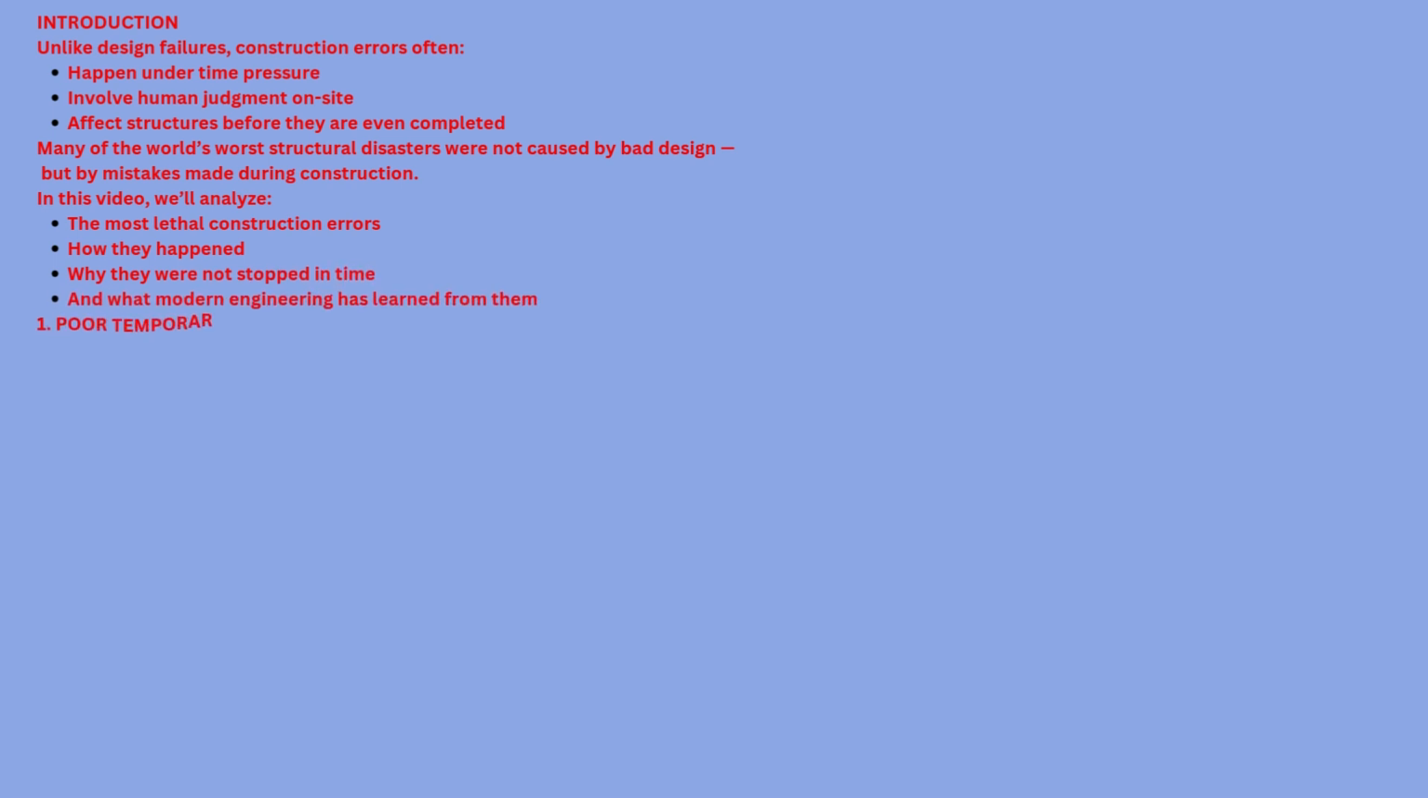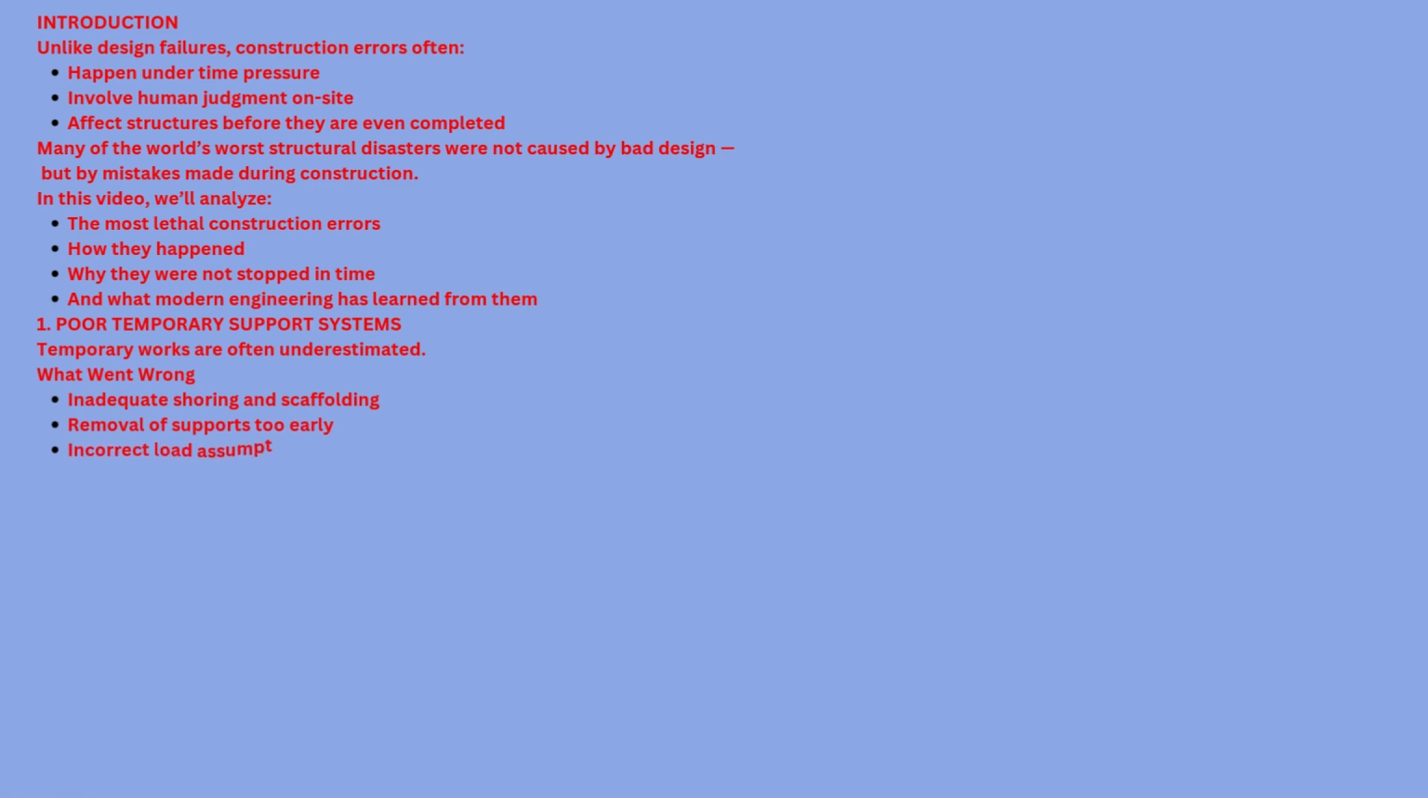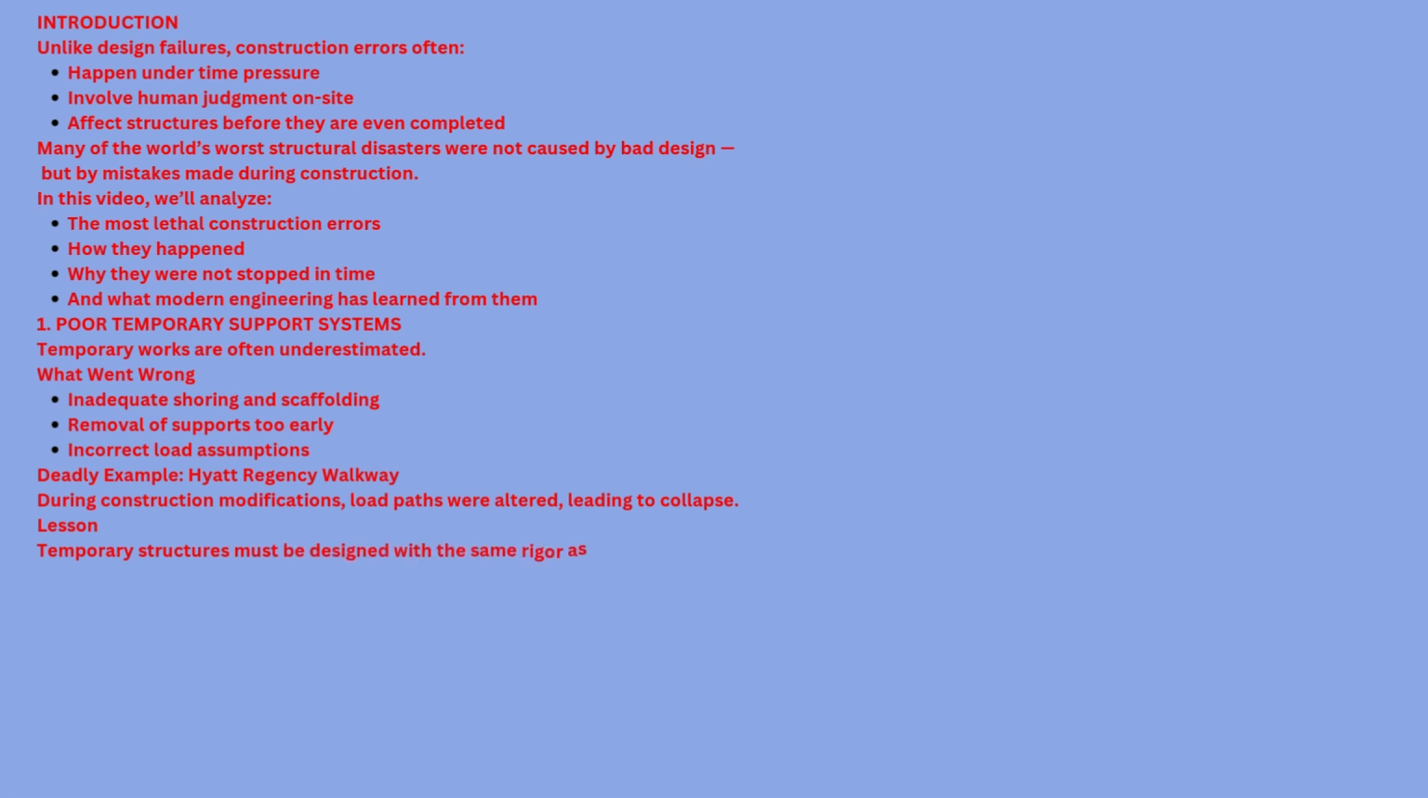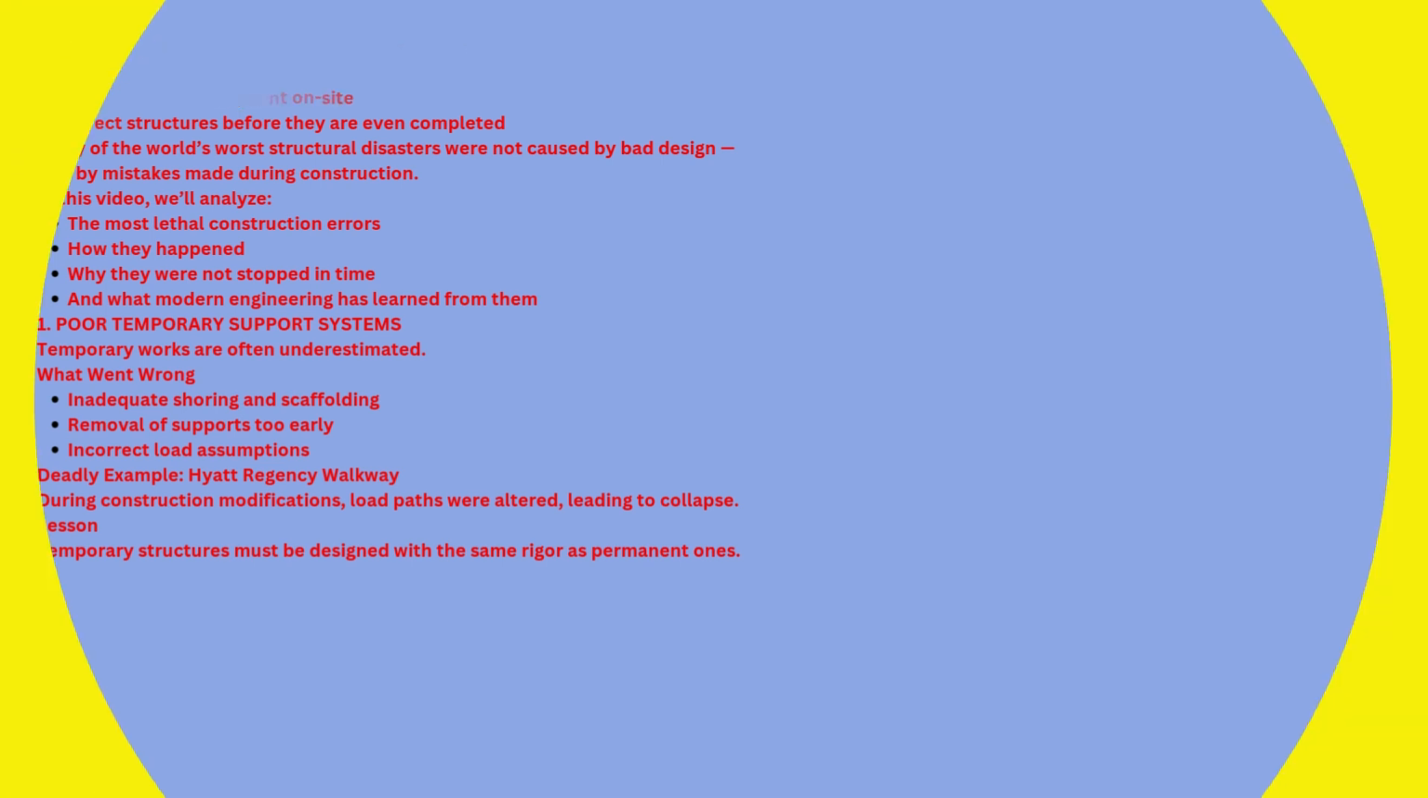1. Poor temporary support systems. Temporary works are often underestimated. What went wrong? Inadequate shoring and scaffolding, removal of supports, early incorrect load assumptions. Deadly example: Hyatt Regency Walkway. During construction modifications, load paths were altered, leading to collapse. Lesson: temporary structures must be designed with the same rigor as permanent ones.